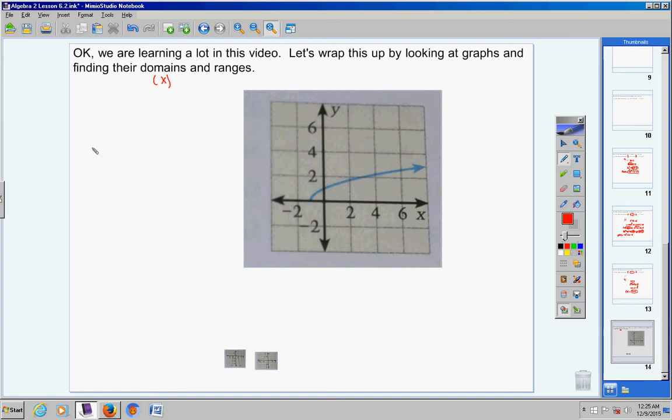y-axis. So I'm going to cross off the y-axis. I want nothing to do with that. I'm looking at the left and the right behavior. Now, is it going to continue on and on to the right? Yes, it is. The graph goes on and on forever to the right. So there's no boundary to the right. Is there a boundary to the left? Well, yes. It stops right here.